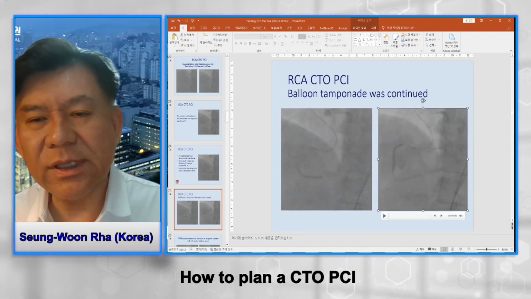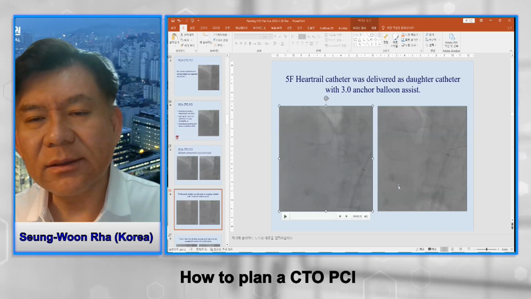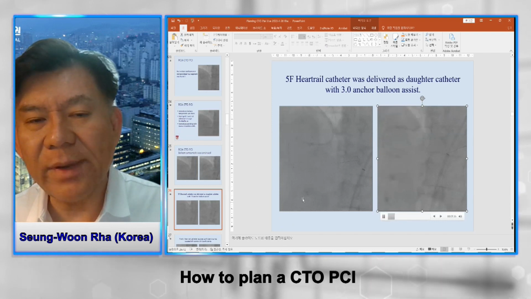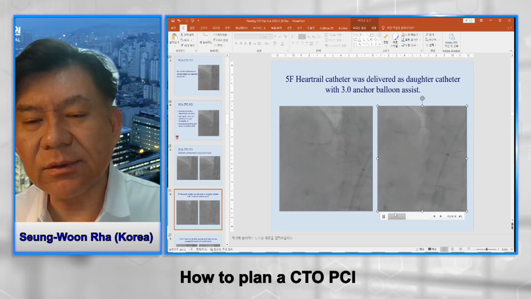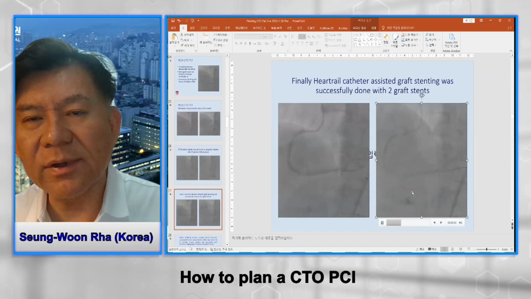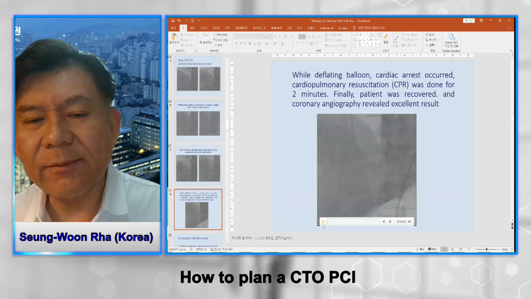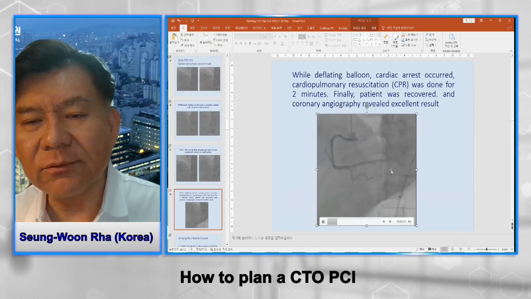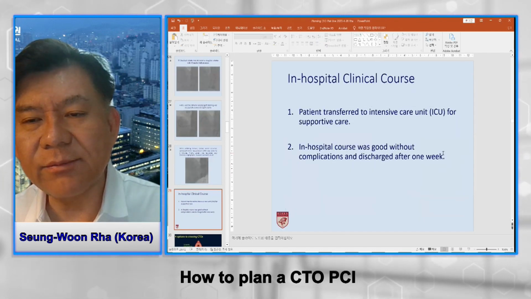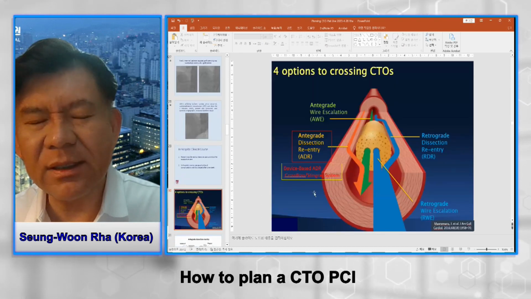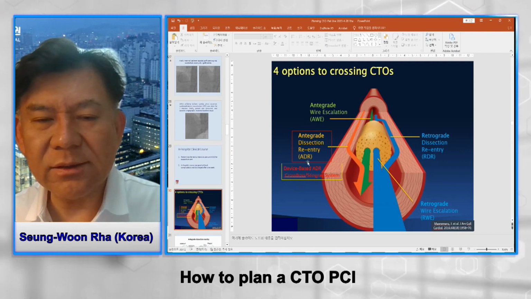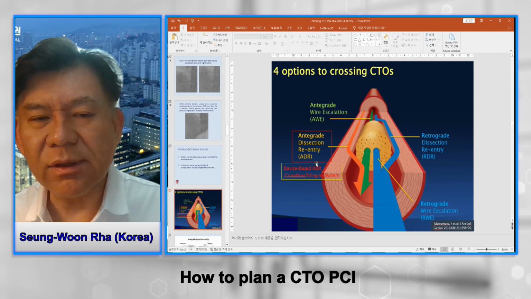I will hurry up. So the balloon tamponade could not deliver the conventional graft stent, so he made a bigger lumen with conventional drug-eluting stenting using the daughter catheter. Two overlapping graft stents were placed. Finally everything calmed down, no perforation, sealed, and the patient was safely discharged. However, the main point is that we can do this, but cannot always expect a good outcome. It can be dangerous in some patients.